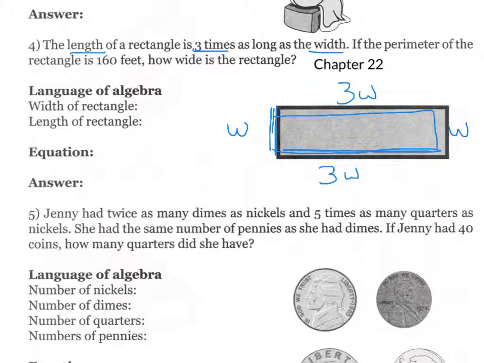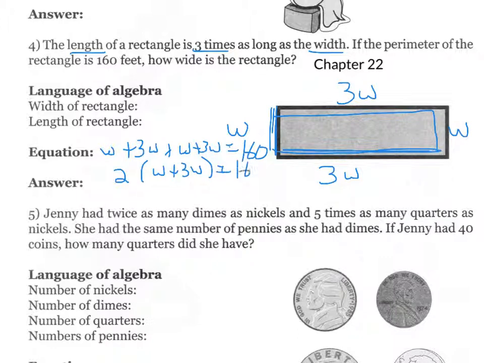If you're going to write it out, one way would be W plus 3W plus W plus 3W, and that altogether is 160. Another way would be to say I have 2 times (W plus 3W) equals 160. In either case, when you add all these up, altogether you have 8 W's.